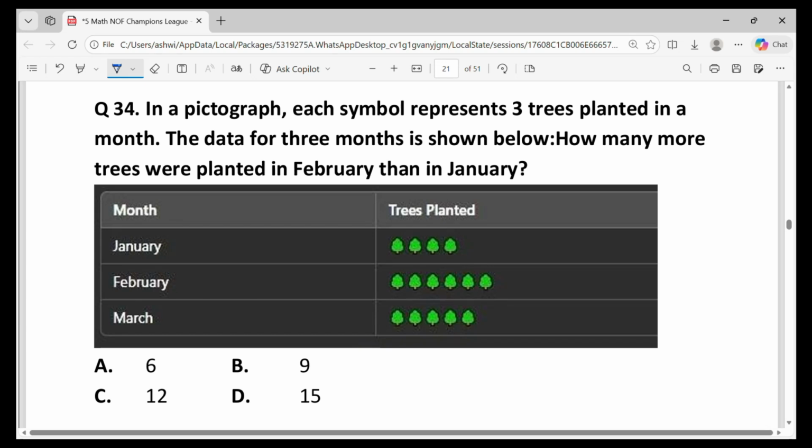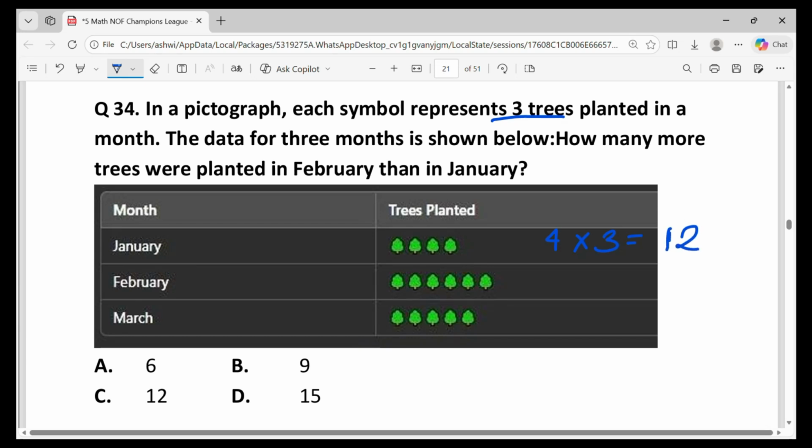Question 34. In a pictograph, each symbol represents 3 trees planted in a month. The data for 3 months is shown. How many more trees were planted in February than in January? Number of trees planted in January will be number of icons into number of trees each icon represents. That will be 4 into 3. That is equal to 12.